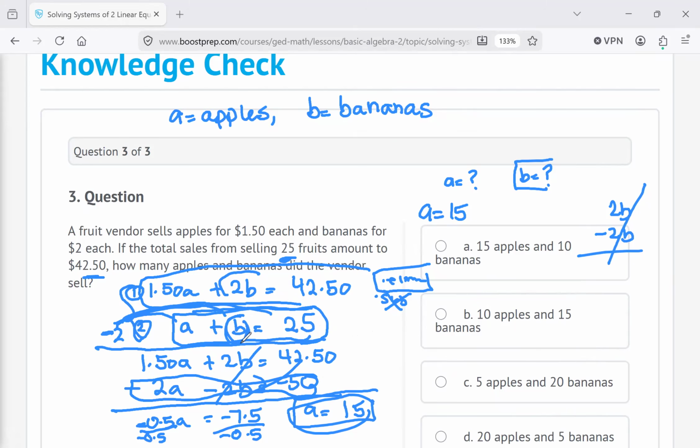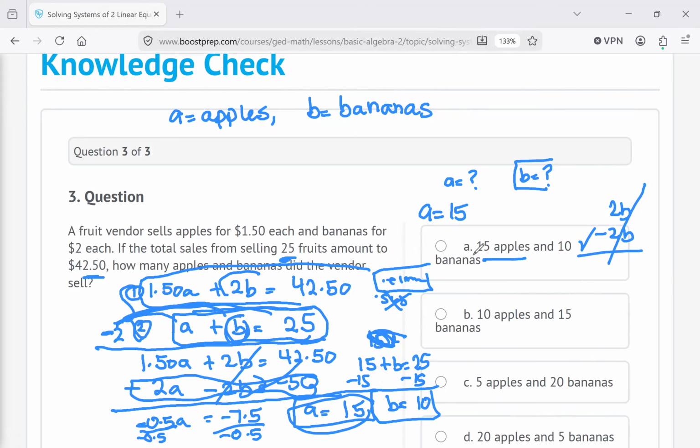So I'm going to use A plus B equals 25, and replace my A with 15. So 15 plus B equals 25. And then I'm going to solve for B by subtracting 15. What is 25 minus 15? It is 10. So you have 10 bananas and 15 apples. So it's A, right? 15 apples and 10 bananas.